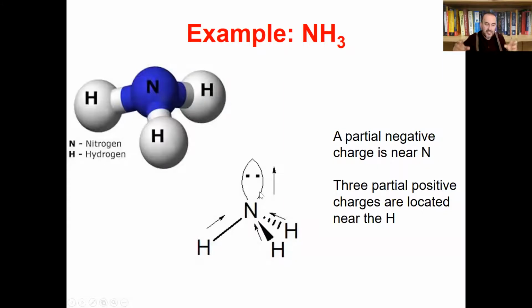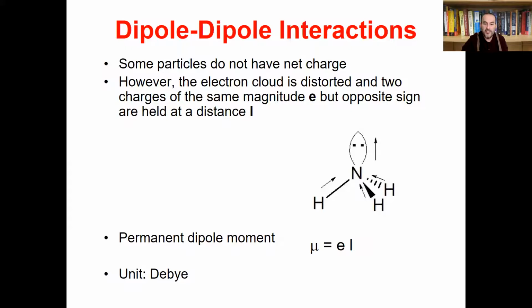So this local clustering of electrons results in what we call a permanent dipole moment, which we represent by this mu, and that is equal to the charge times the distance. That's the formula that we use to express the permanent dipole moment. The unit is debye.